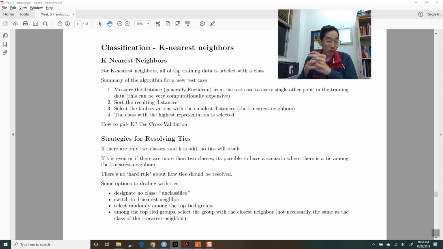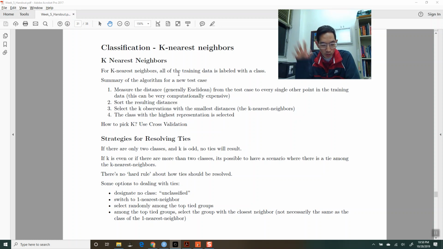And so, for this reason, k nearest neighbors has fallen out of favor for large data sets. But it's simple and it's easy to explain, and it's still used quite a bit. But for large data sets, we generally don't even attempt to do k nearest neighbors.